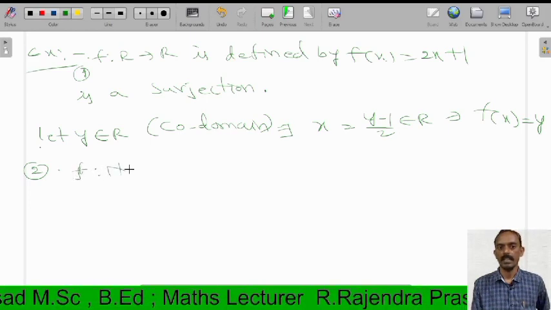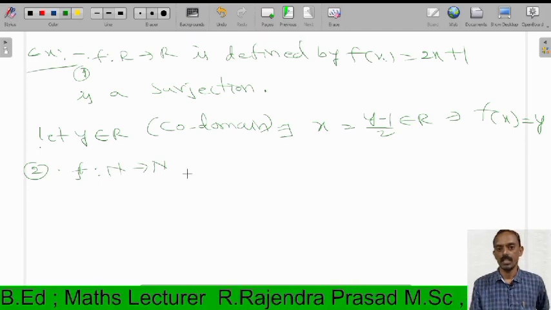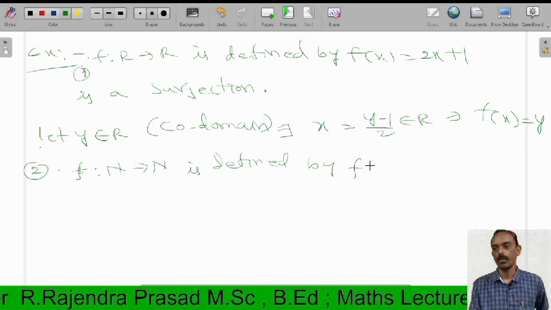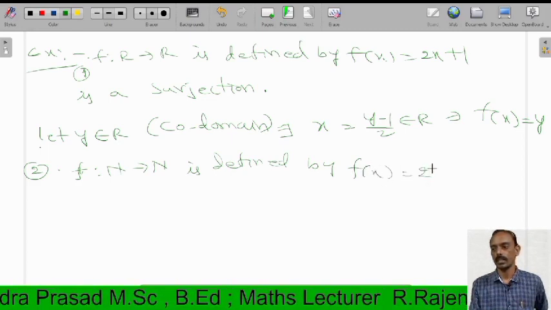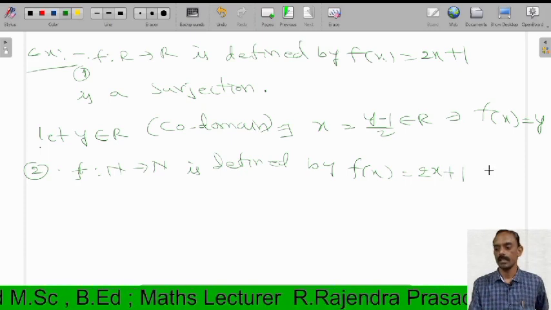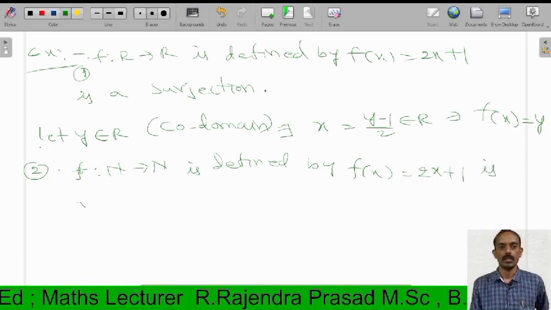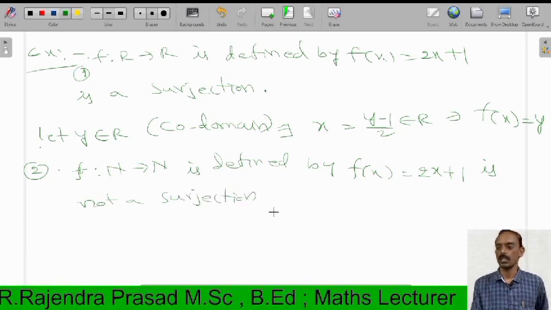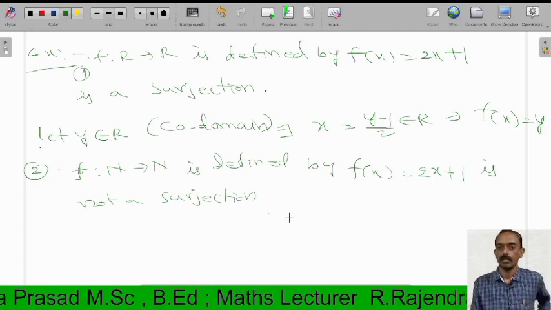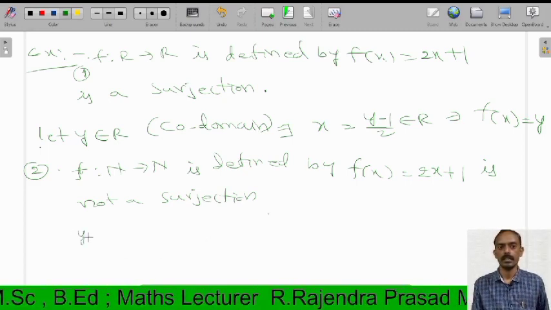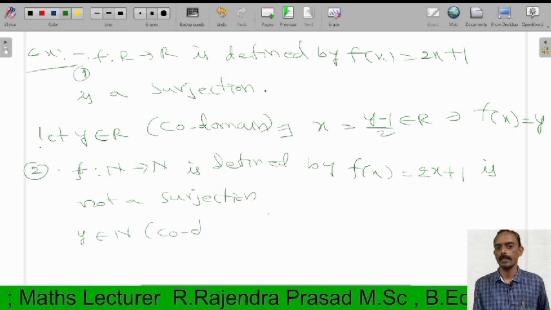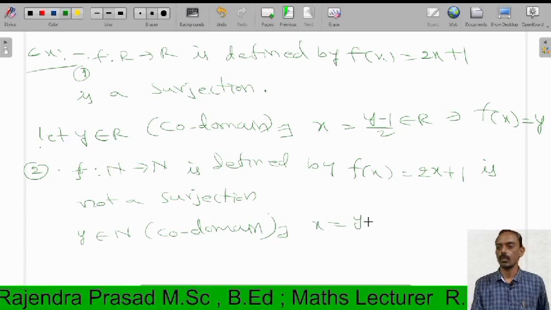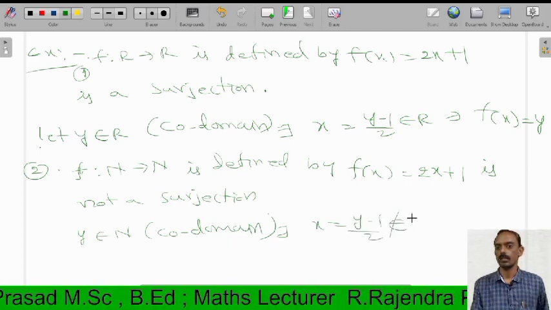f: N to N is defined by f of x equal to 2x plus 1 is not a surjection. That is, y belongs to N, codomain. There exists x equal to (y minus 1) by 2 does not belong to N.